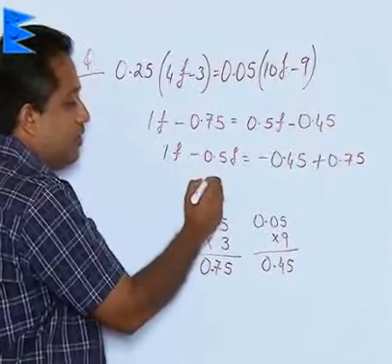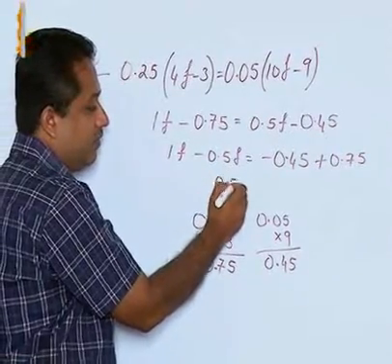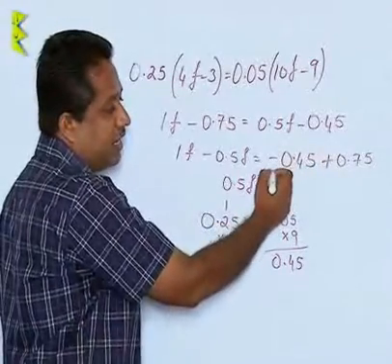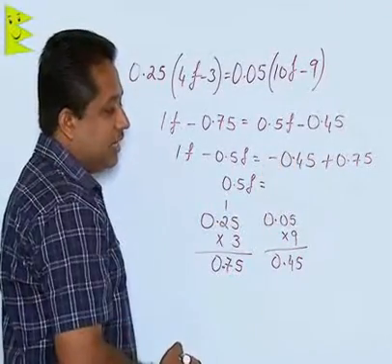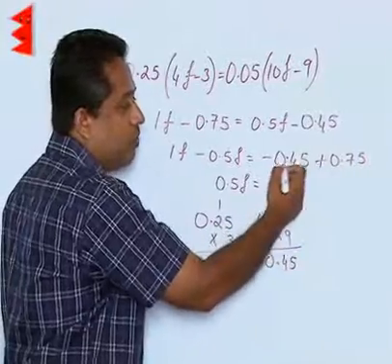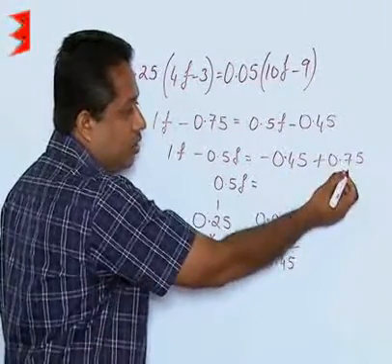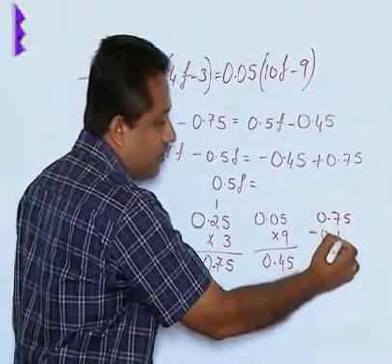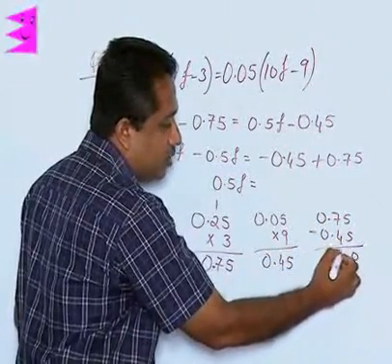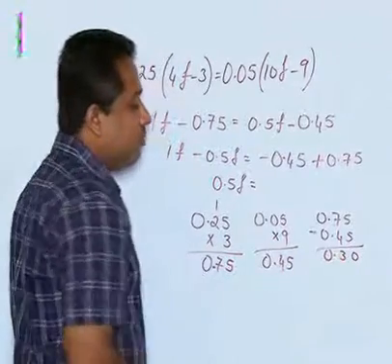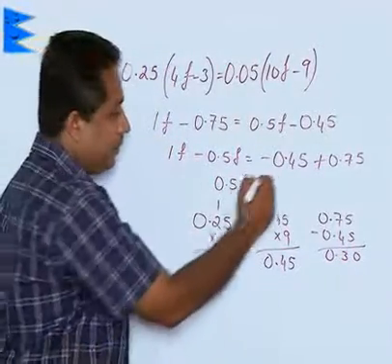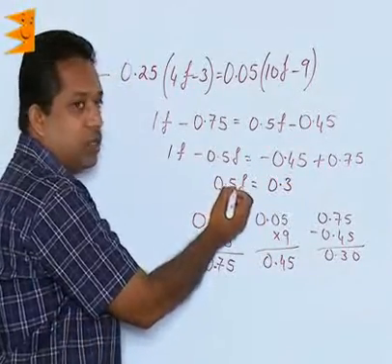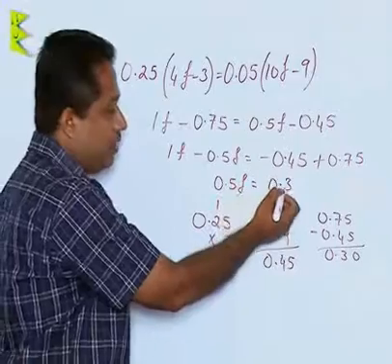Now 1 minus 0.5 we know is 0.5f is equal to, there is a plus here and there is a negative, so plus and minus means negative. So which means that you will have to subtract this. So 0.75 minus 0.45 is going to give us 0.30, or we can simply write it as 0.3. So once we write it as 0.3, we get LHS 0.5f, we get 0.3 here.